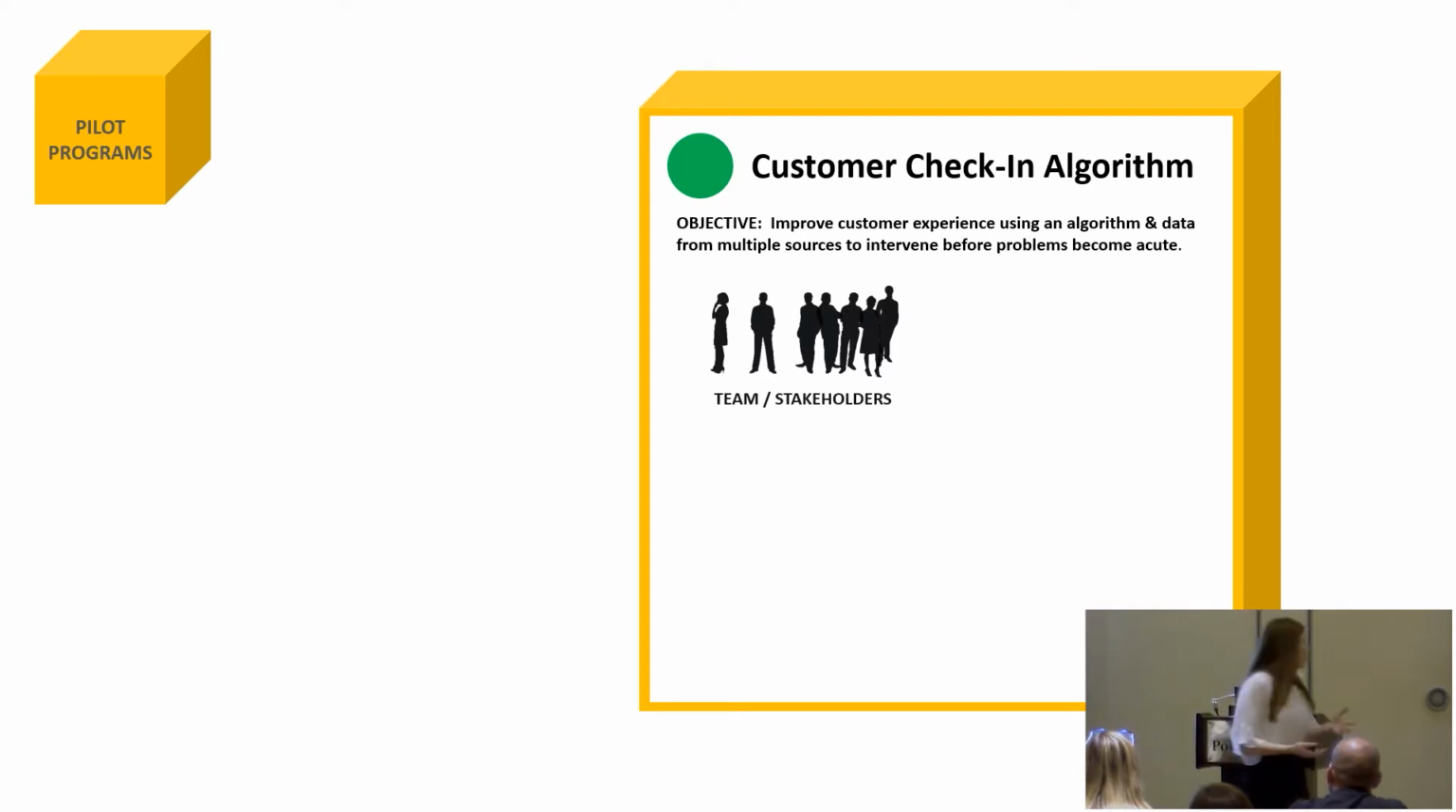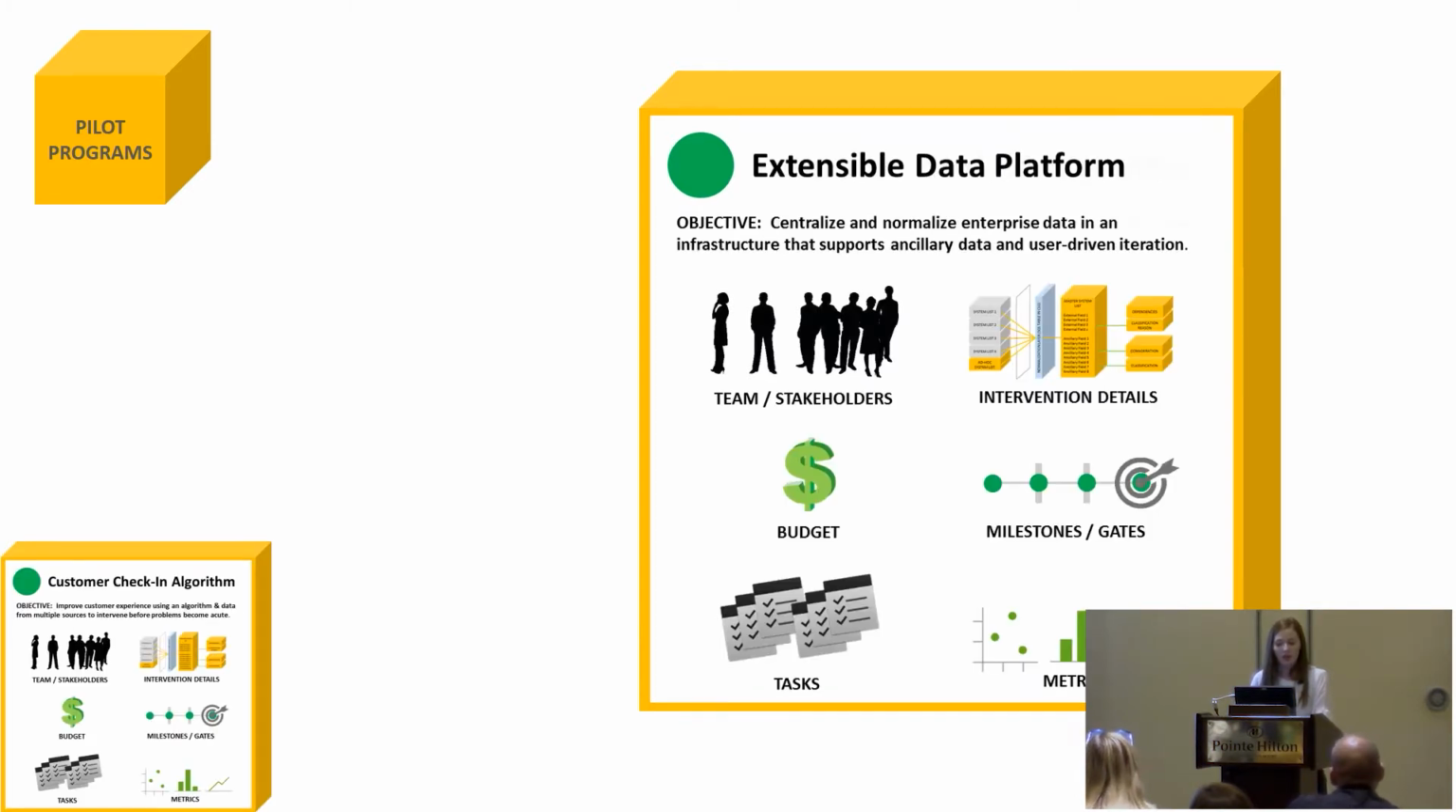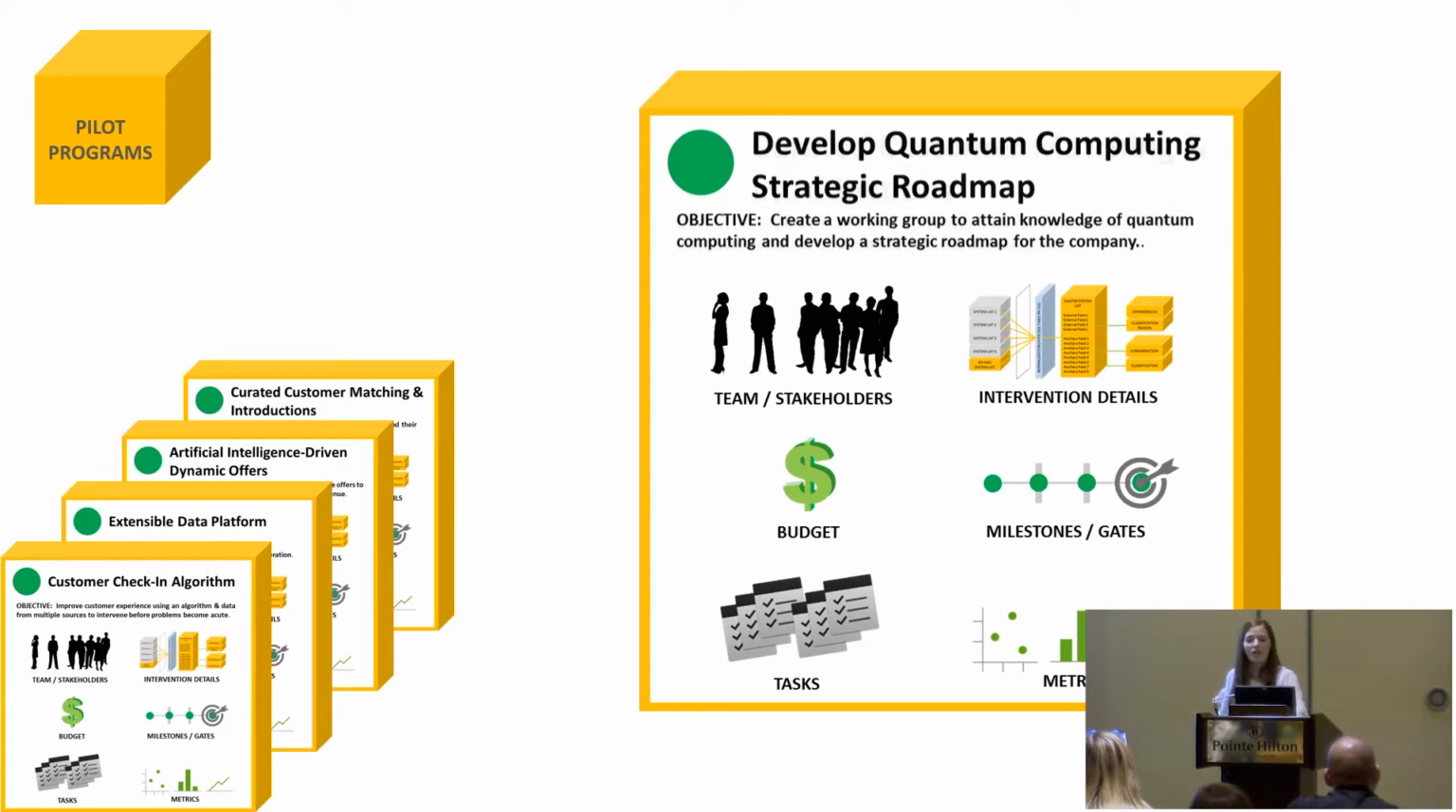Which ones aren't working. So what we can do is create a structured way to set up pilot programs. We need to make sure that we have teams and stakeholders. We have intervention details. We have a budget for the pilot. We have milestones, tasks, and metrics. And the fact of the matter is if I always have a common approach to launching pilots, I am then able to see how they're doing in a common way, right? Like, I'm pretty sure everyone in here has said, you know, it's like comparing apples to oranges. Well, all of these pilot programs that you're seeing, whether it's a customer check-in or artificial intelligence-driven dynamic offers, like those seem very different, and they are.